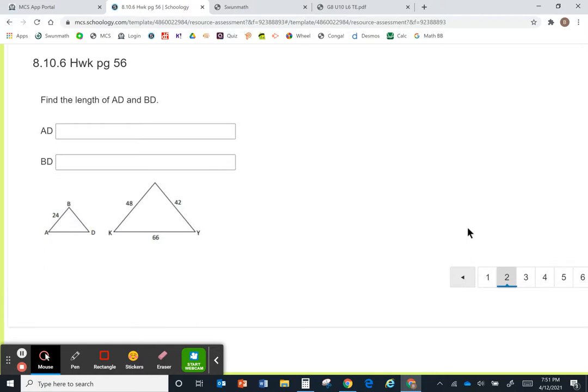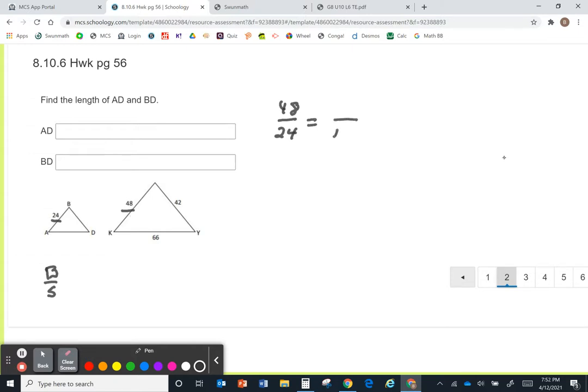Okay, here we are on number two. You can simply see that one is twice as big as the other, but I'm just going to do it with proportions. I'll do the big one divided by the small one, so I've got 48 over 24 equals, and we want AD. AD is the small one, and the corresponding side is 66.